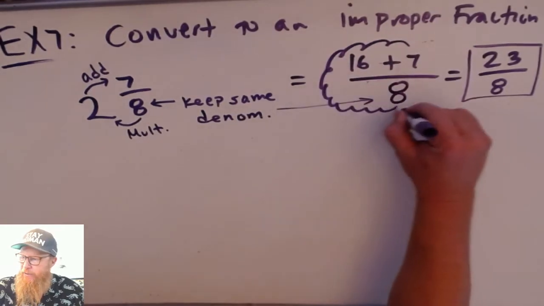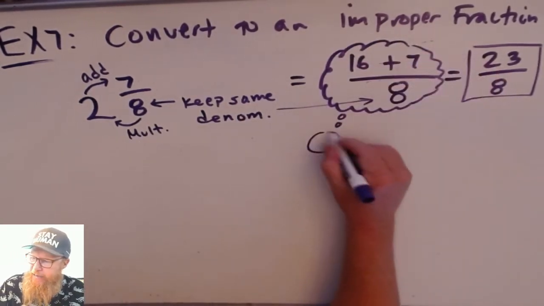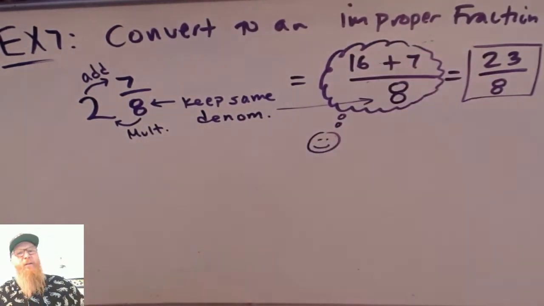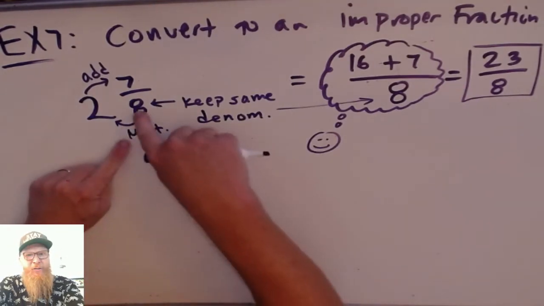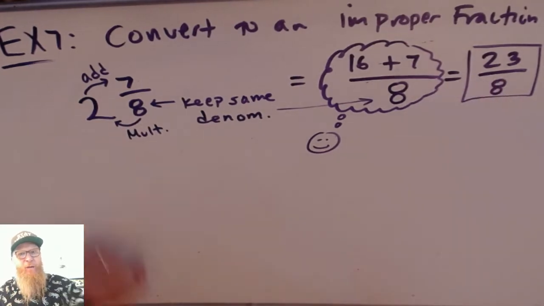Oftentimes, students will do this in their head. As long as the numbers are reasonable and manageable, if you can hold them in your head, you can just go bam, bam, bam, and then just jump right over here, 23/8.